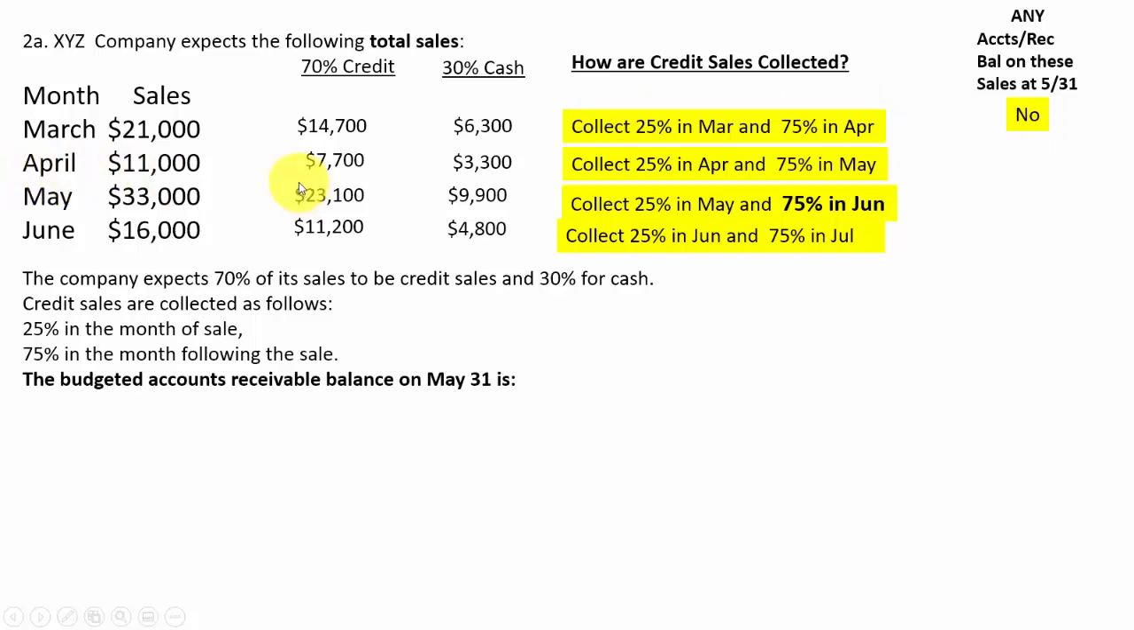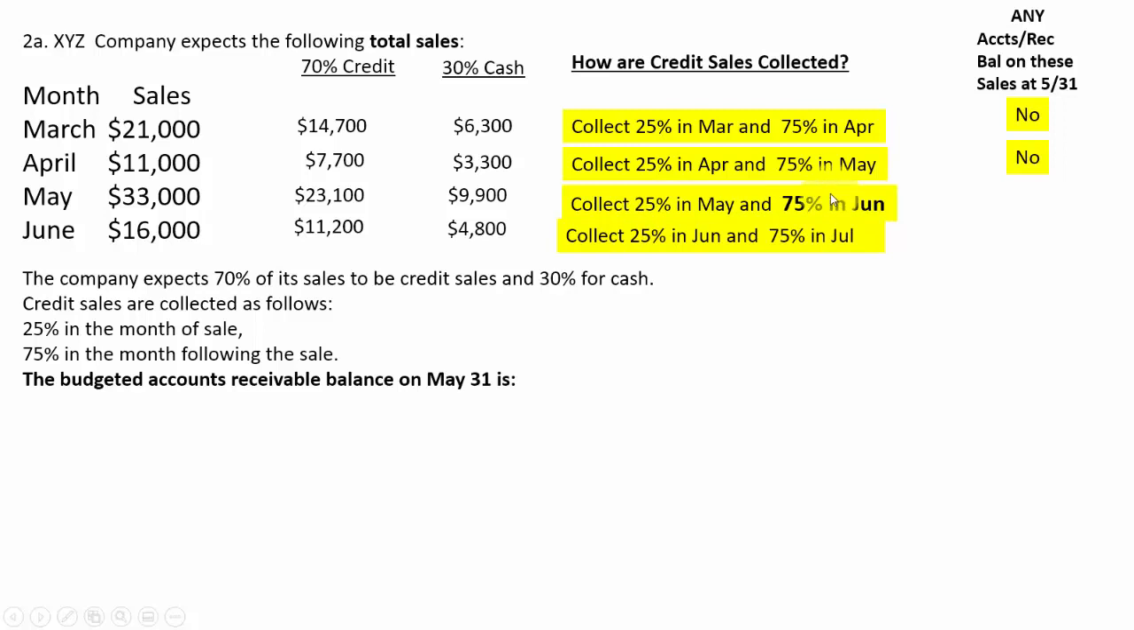Let's take a look at April. For April, the credit sales are $7,700, and they're going to be collected as follows: 25% in the month of April and 75% in the month of May. So for April credit sales, will they have any balance to be collected on May 31st from those sales? And the answer is no.